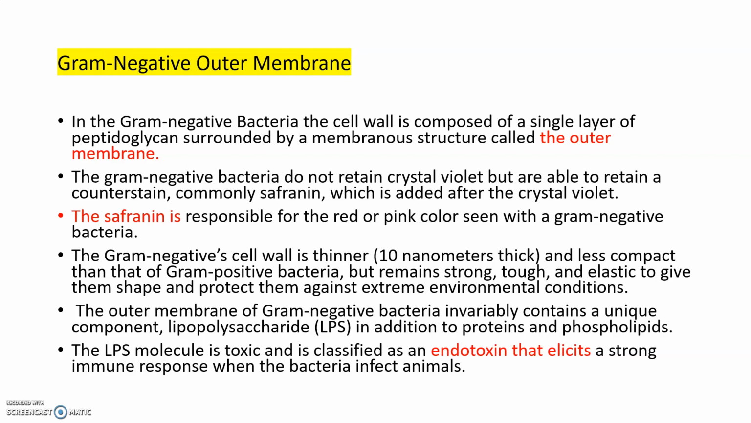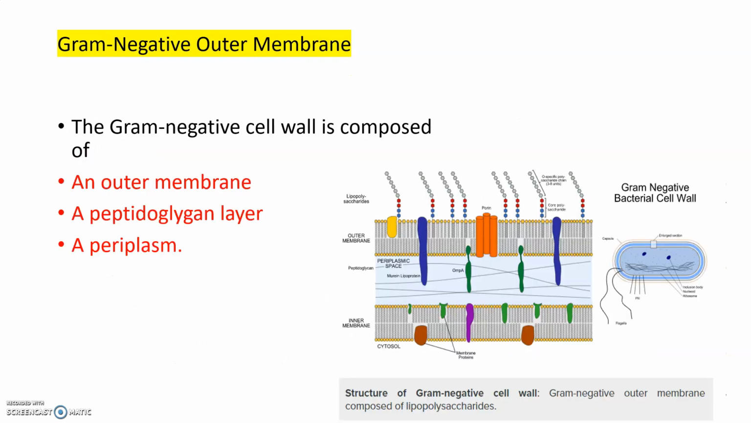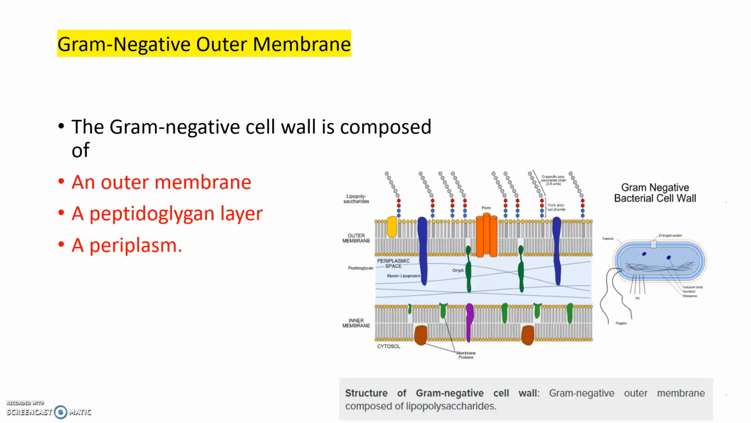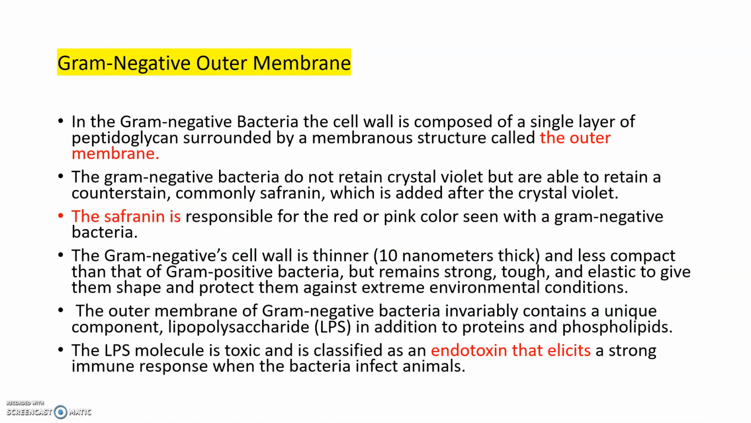In the case of the gram-negative bacteria, the most important pathogenic unique component is what? Outer membrane. And this outer membrane contains lipopolysaccharides in addition to proteins and what? Phospholipids. This lipopolysaccharide, apart from the proteins and phospholipids, is the most important component of the gram-negative bacteria. And this lipopolysaccharide molecule is very toxic and it is classified as an endotoxin.